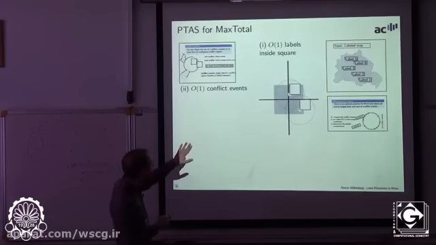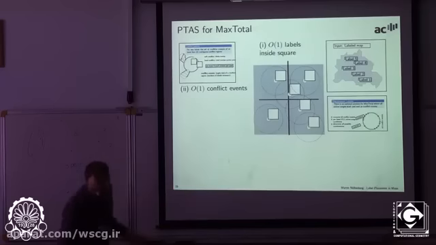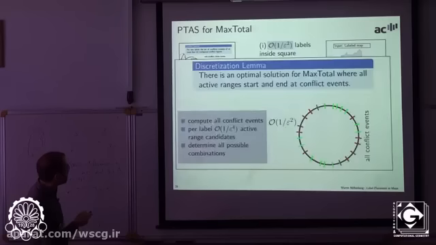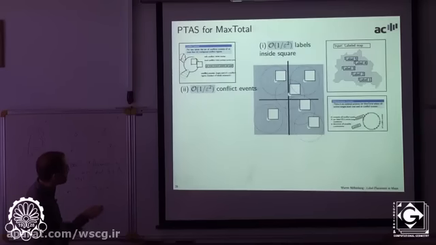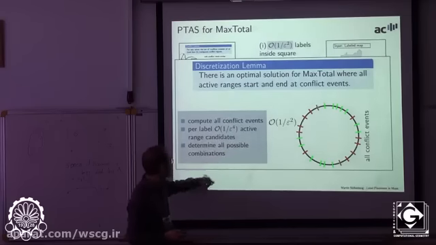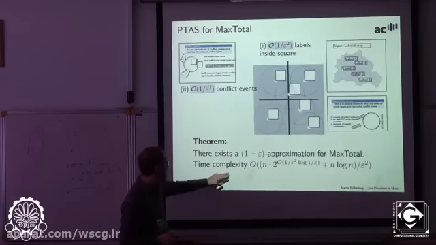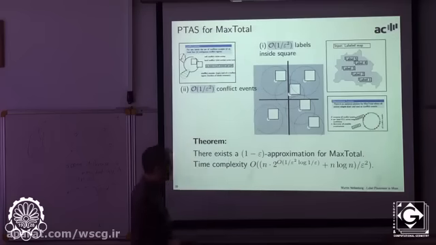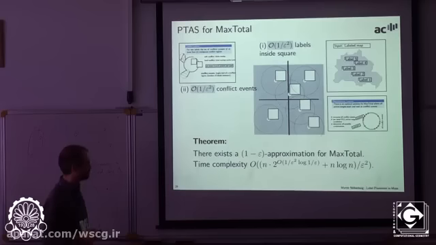And because I'm kind of at the end already of the time slot, let's just do that very quickly. The thing is that now the number of labels inside the square grows with 1/epsilon squared. And hence the number of conflict events also grows, but that will just go into the running time. So now we have 1/epsilon to the 4 range candidates to consider, and the running time that you will get in the end is n times 2 to the 1/epsilon squared log 1/epsilon.